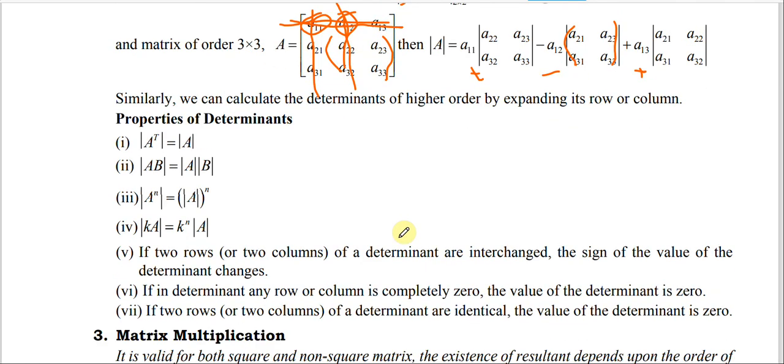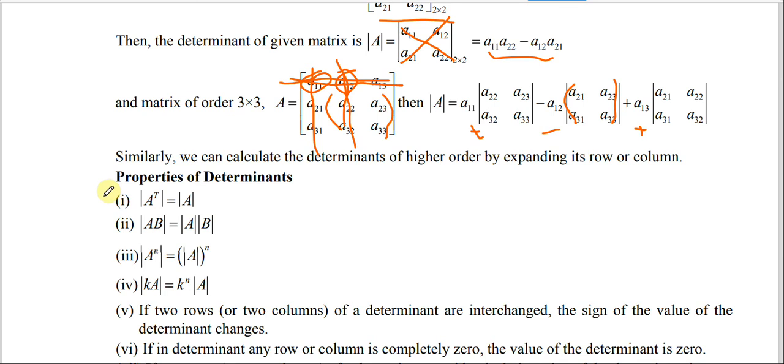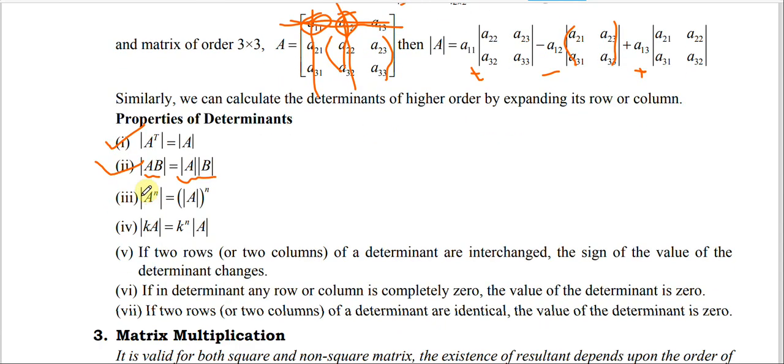Now some properties of the determinant. If we are asking for the determinant of its transpose, then it will be the same. If two matrices are in a product, then we can simply calculate the individual determinants and multiply them. No need to do the matrix multiplication, otherwise it will be a very big task, no? It is very time consuming. If it is asking for some power, then we can simply take the power separately.